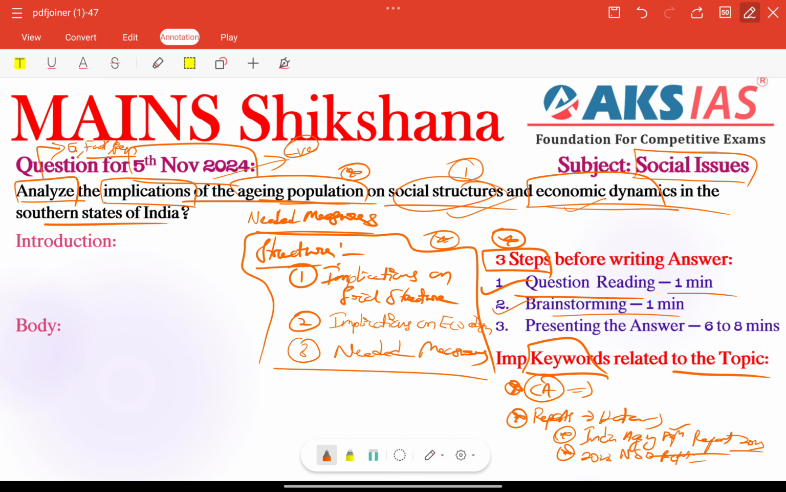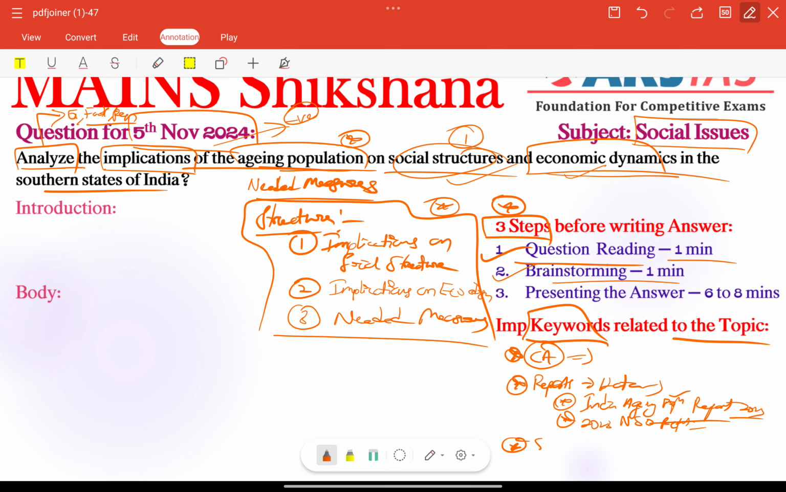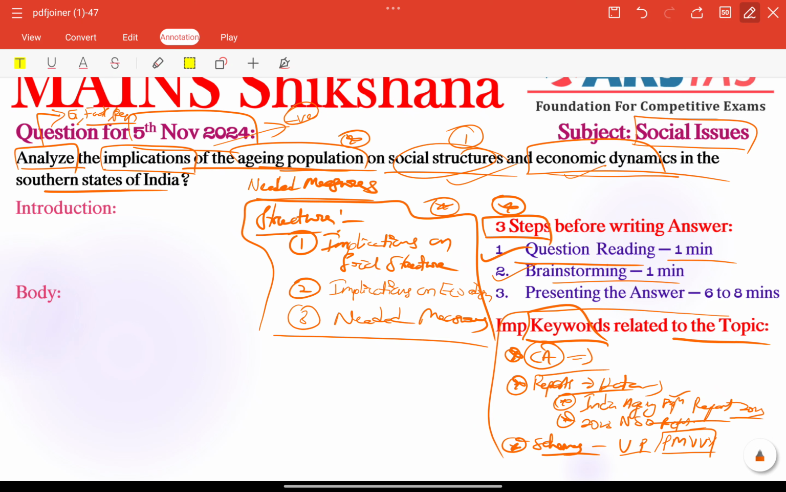We need to include that. Other than that, some schemes also we can add here, schemes related to the aging population, right? Whatever we have, Atal Vayo Abhyuday Yojana, or we have PMVVY, Pradhan Mantri Vaya Vandana Yojana, that is also very important, right? All these important schemes and also reports or data, current affairs related examples need to be included here, right?